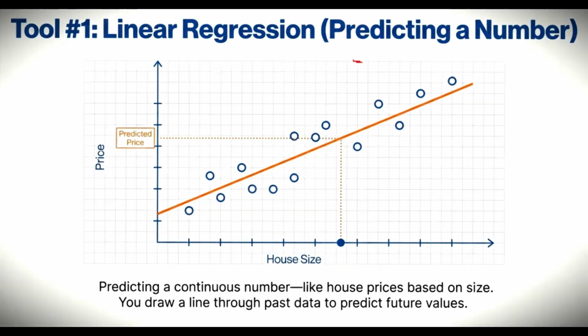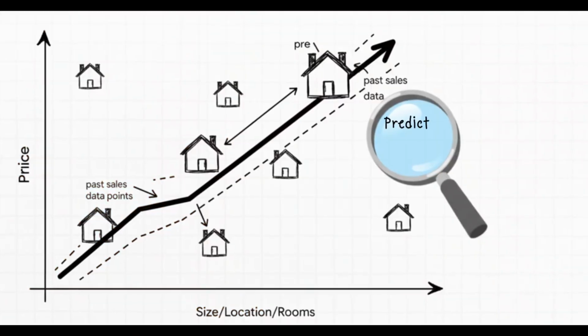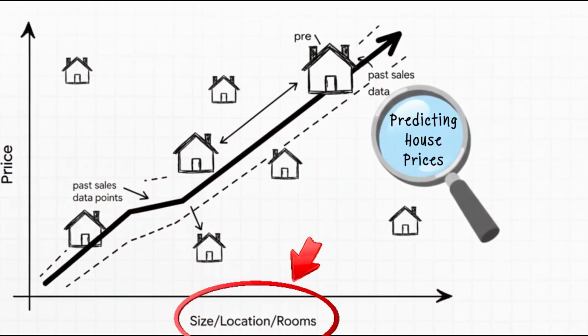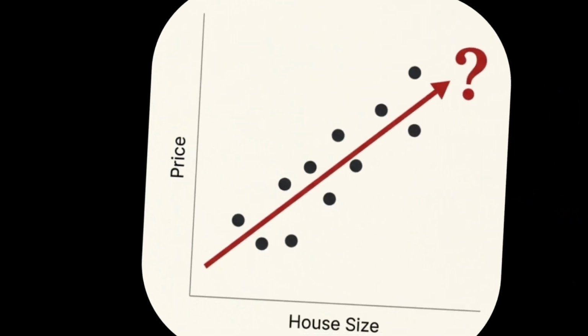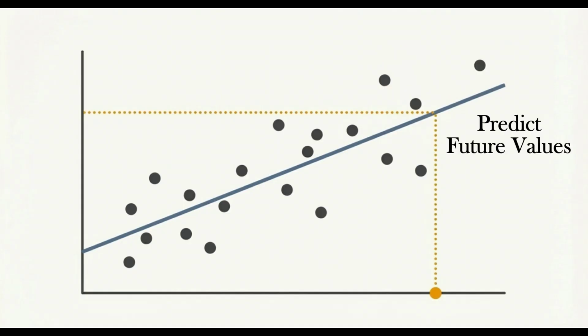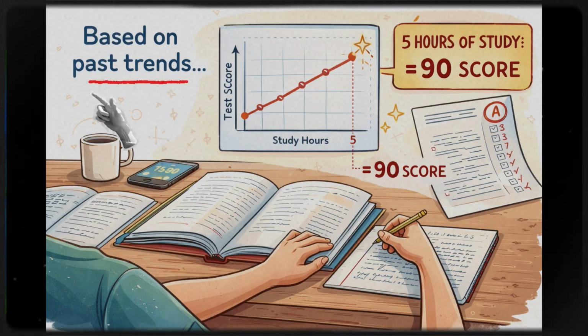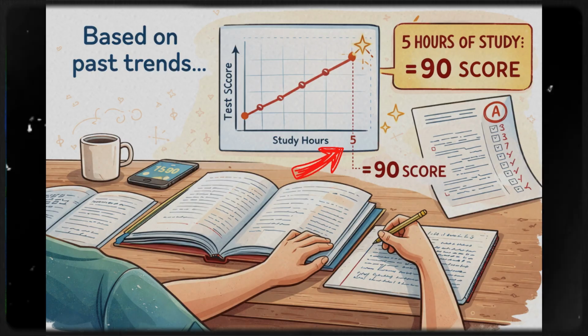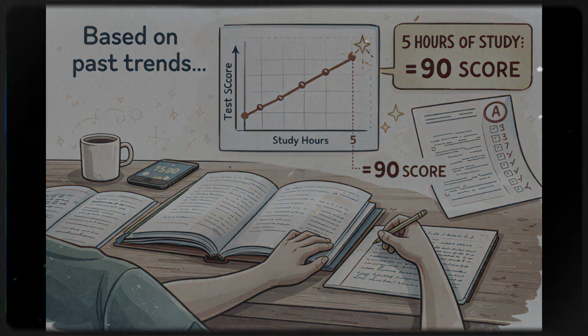Linear regression is predicting a continuous number, like predicting house prices based on size, location, and features. You're drawing a line or curve through your data points and using that line to predict future values. It's like saying, based on past trends, if someone studies 5 hours, they'll score this much on the test.